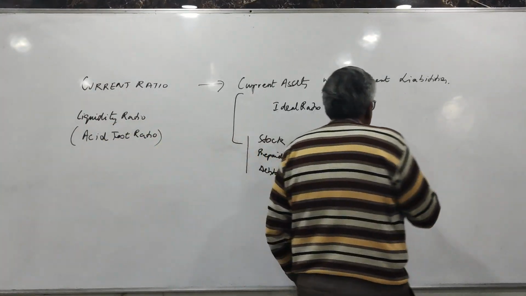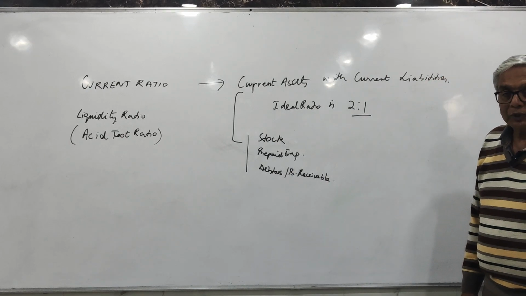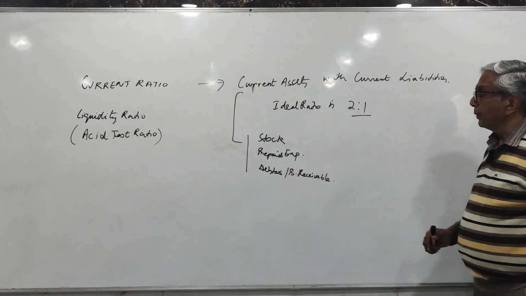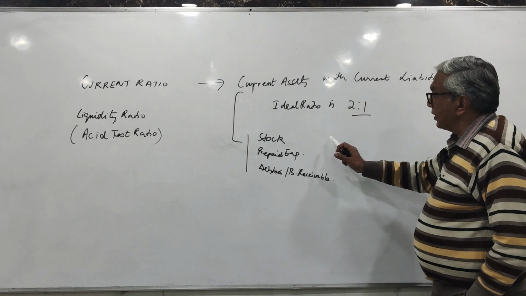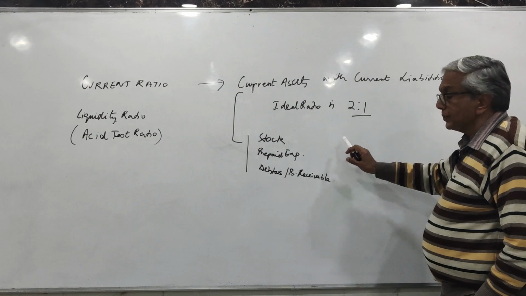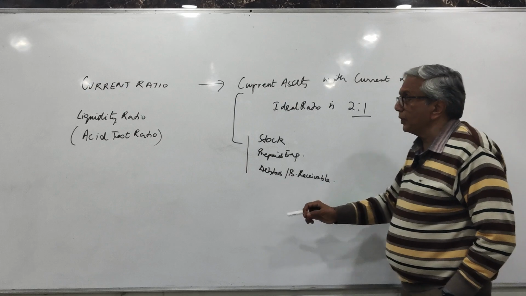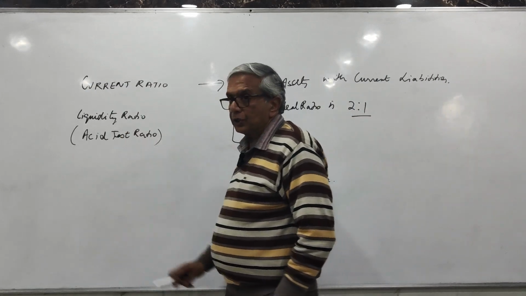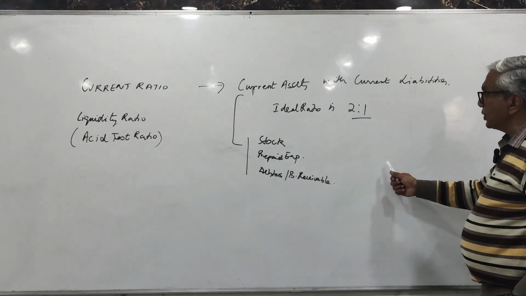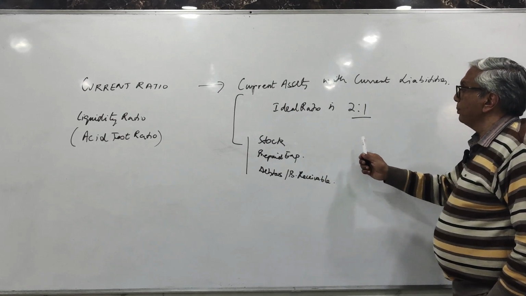So if this ratio is 2:1, we can say that the company's short-term solvency may be good, but then we have to be very sure whether the short-term solvency is good or not. For that we calculate another ratio called liquidity ratio. I will come to that ratio later on. Regarding this ratio, I want to tell you something. At times, this ratio can be more than 2 is to 1.